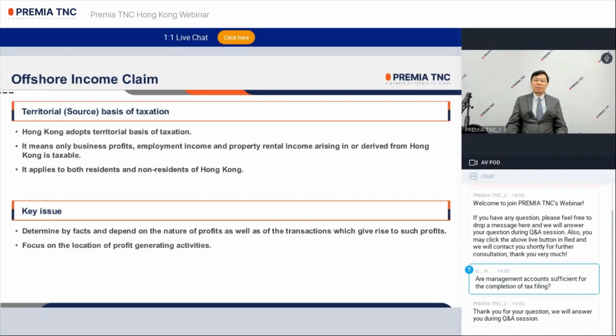Whether business is operated in Hong Kong and whether profits are derived from Hong Kong are determined by facts and depend on the nature of profits as well as of the transaction which give rise to such profits. Not all taxpayers' operations are relevant to determine the sources of profits. The key is focusing on the locality of profits generating activity, as distinct from incidental activities, such as accounting and auditing.